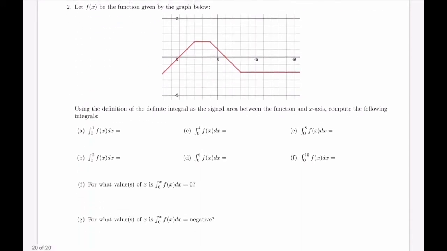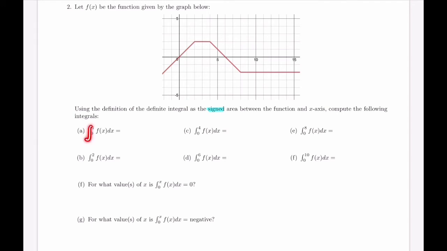Let's take a look at this next question here. Here, all we have of a function is its graph. We don't have a formula. We have no analytic way to work with it. So let's go through a few examples here. We're going to use the definition of the definite integral as the signed area, again, I cannot emphasize this enough, to compute the following integrals. Let's see what we can do.